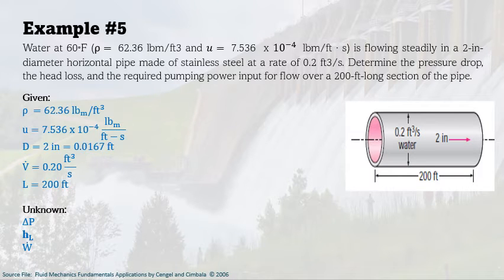So let us have an example for us to better understand turbulent flow. We have a similar problem actually. This time we have water at 60 degrees Fahrenheit, and we are also given the properties of that water in terms of density and dynamic viscosity. We are also given the internal diameter of the pipe. This is a horizontal pipe made of stainless steel, with a volume flow rate of 0.2 cubic feet per second. We would like to get the pressure drop, head loss, and the required pumping power input for flow over a 200 feet long section of the pipe. We listed here the given and also the unknown, and we have the schematic diagram for this flow.